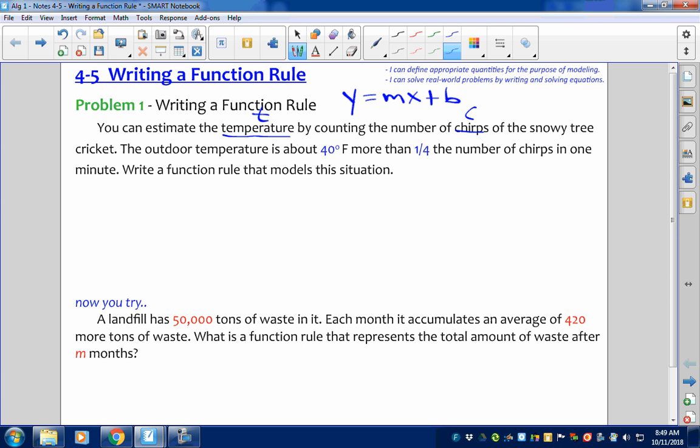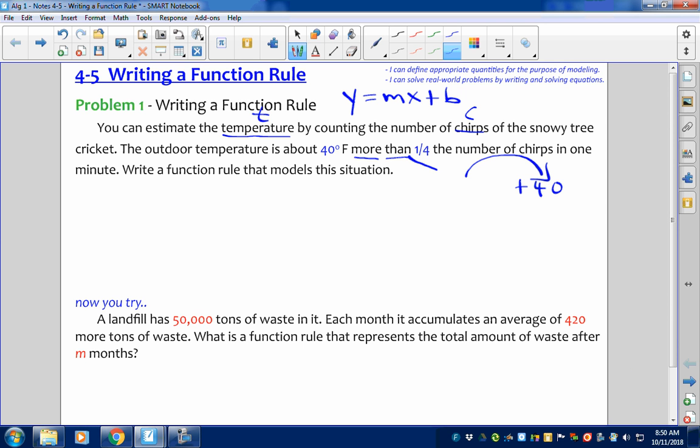The outdoor temperature is about 40 degrees Fahrenheit more than. When you see that phrase, more than, here's what it does. It flips the number listed before the more than into the back end of the equation. And so you're going to have a plus 40 on there. So when you see the phrase more than, or if it's less than, it's going to take and flip that number to the back end of the equation. Okay?